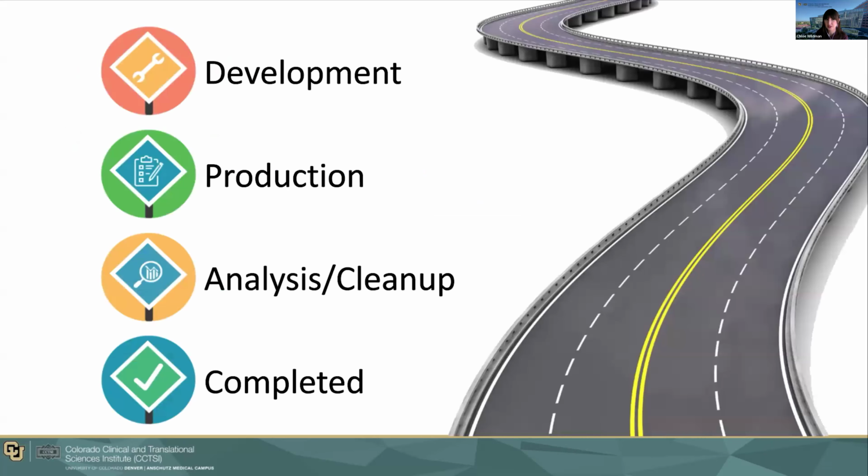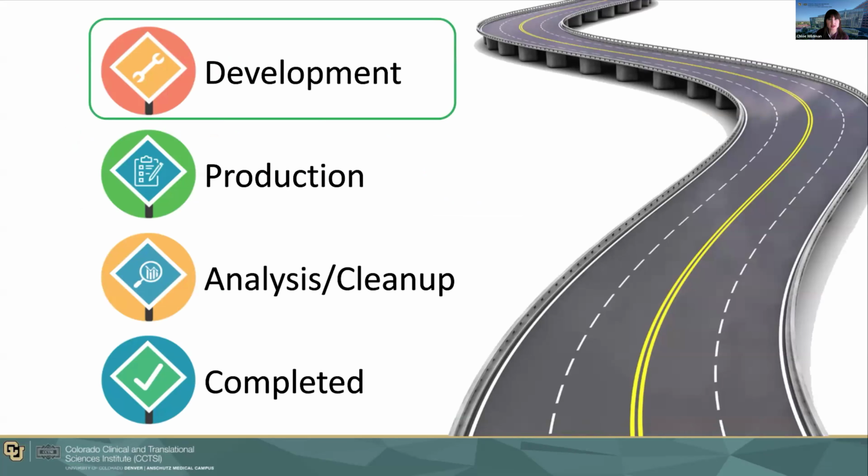All right. So actually getting into the content. Broad overview is that a project's life cycle looks like this. So we're going from top to bottom here. You begin in development, and then you proceed to production for data collection. Then you go to analysis and cleanup when you're finished actively collecting data. And then you finish it up by marking your project as completed once everything is done. We will share some more details on each of the steps as we go along. But let's start with development.